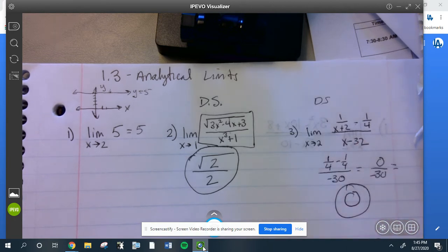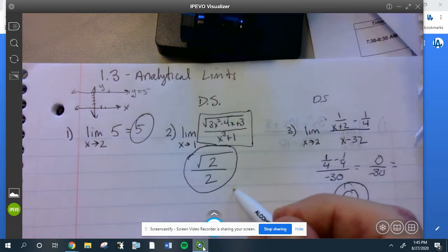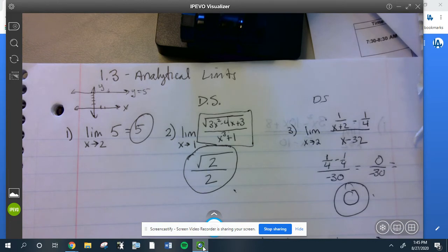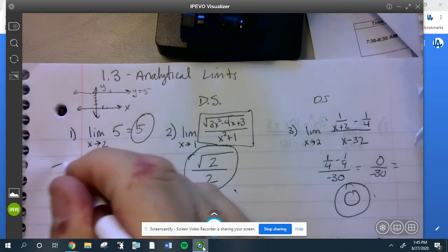So analytical limits are very, very, very easy if you get answers. When they become difficult is when you have a problem. That sounds stupid, but I'll show you.